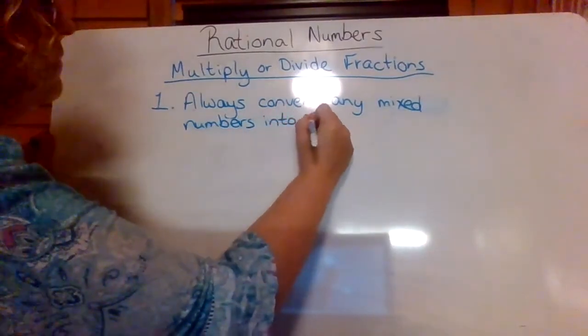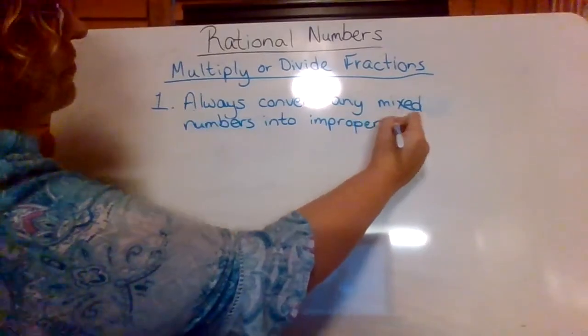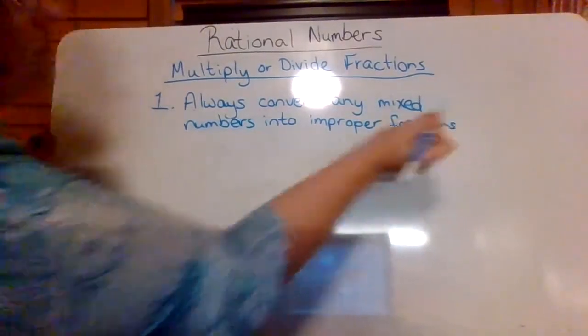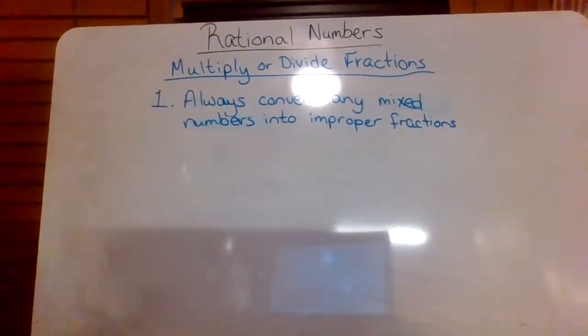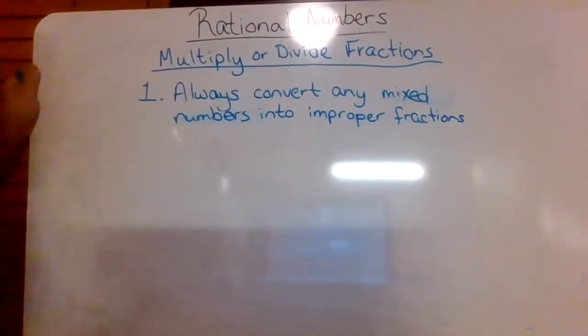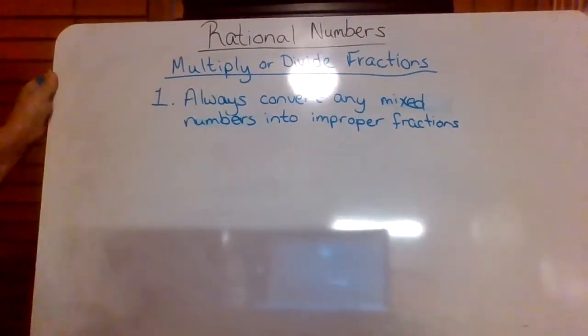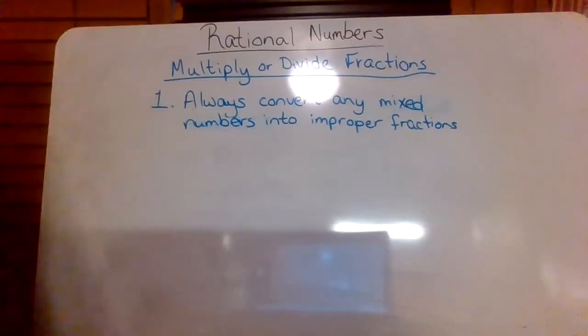Into improper fractions. We have to do that first. Okay? That's just something that we have to do to make our lives a little bit easier. So you're always going to convert any mixed numbers into improper fractions. So that's the first place we want to start because I know sometimes that can cause a problem. So let's talk about it.